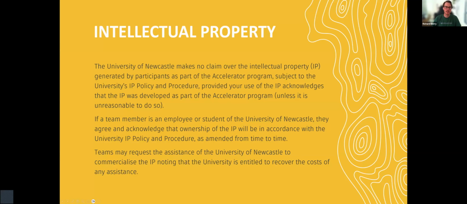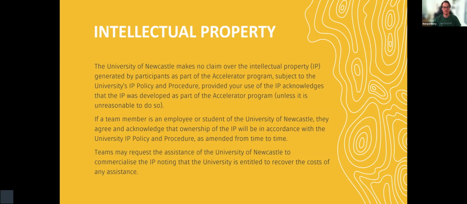Last bit, we are a university and we take IP seriously. We partner with people who help you with this and help you understand this. But we do need you to know that the University of Newcastle makes no claim over the IP generated by you as a participant as part of the Accelerator program, subject to our university's IP policy and procedure, provided your use of the IP acknowledges that the IP was developed as part of the Accelerator program, unless it is unreasonable to do so. What that means is we won't make a claim on your IP.